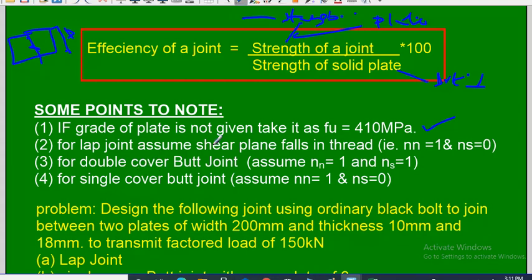Lap joint, as I told you before: assume that nn is equal to 1 and ns is equal to 0. If it's a double cover butt joint, nn is equal to 1 and ns is equal to 1. Single cover is the same as the case of lap joint.